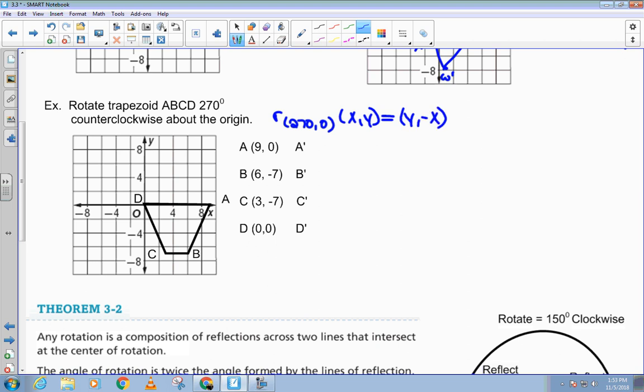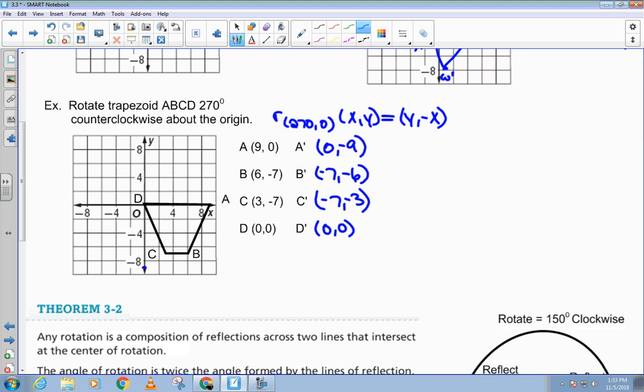So A prime would be 0, negative 9. Change the x and switch. Negative 7, negative 6. Change the x and switch. And what happens here? Wouldn't the 7 be... when you change the x sign and switch. Okay, what happens here? 0, 0, because we're rotating about the origin, right? So if you're rotating about the origin and using that as a point, it's not going to go anywhere. Just like when you reflect over a line and the point lies on the line, it's still on the line, right?